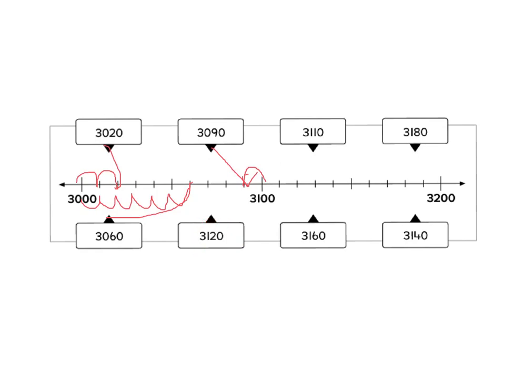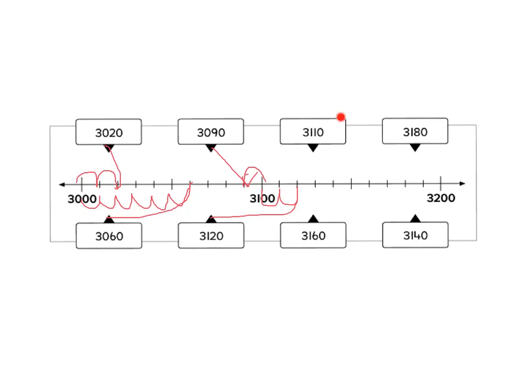3,120. So here's 3,100, but I need that 20. So I need to count in tens until I get to 20. 3,100, 3,110, 3,120. So this one has to go there. Very good. You're doing great, guys.